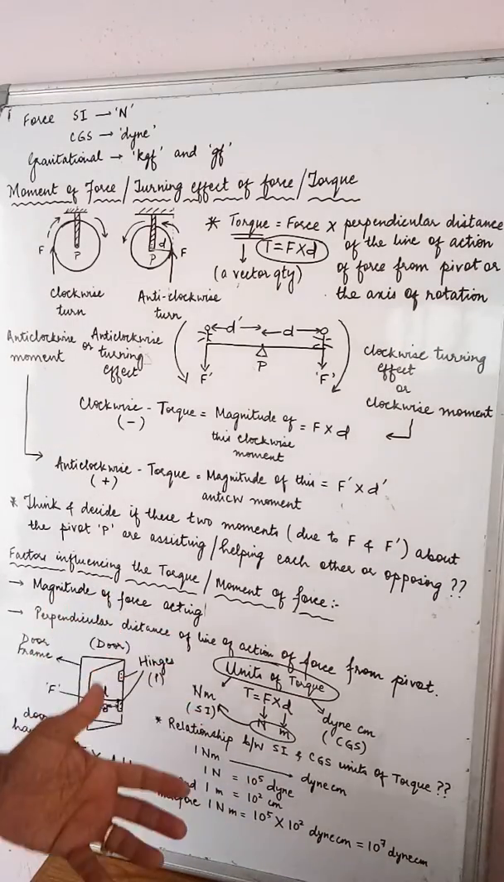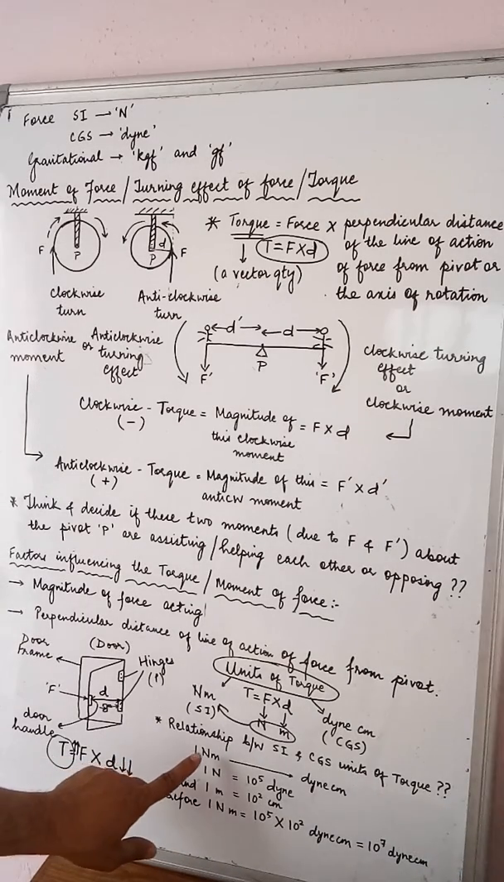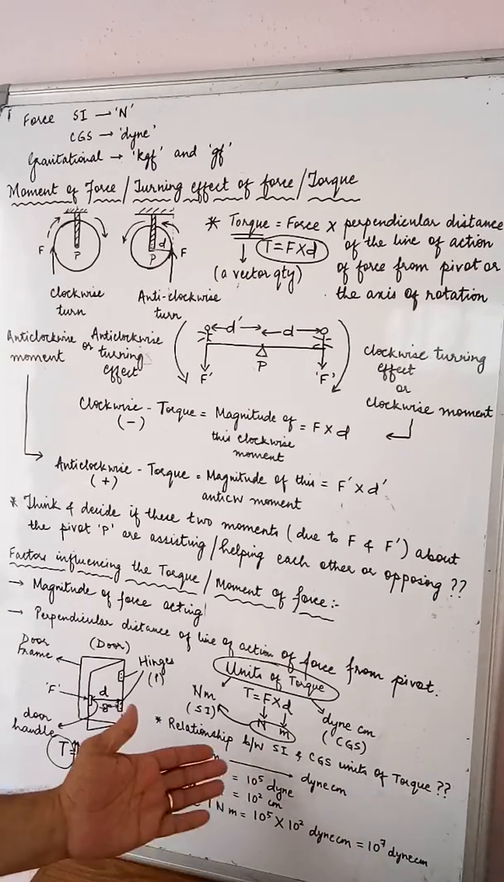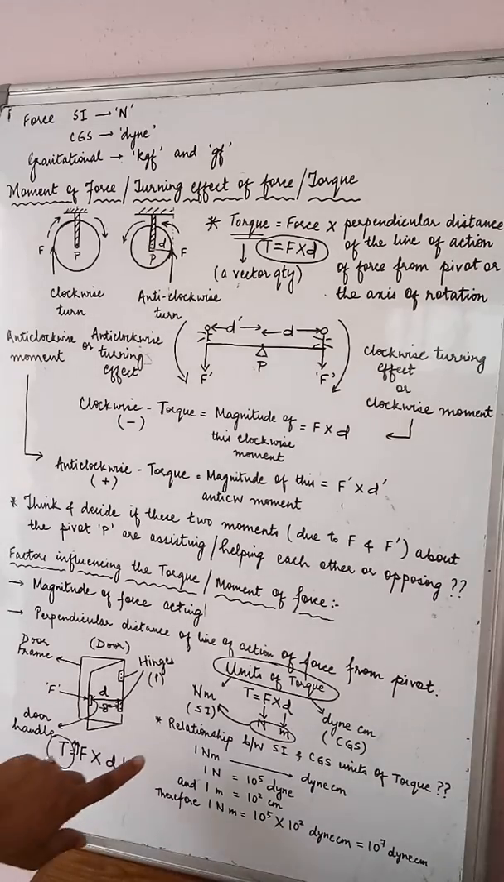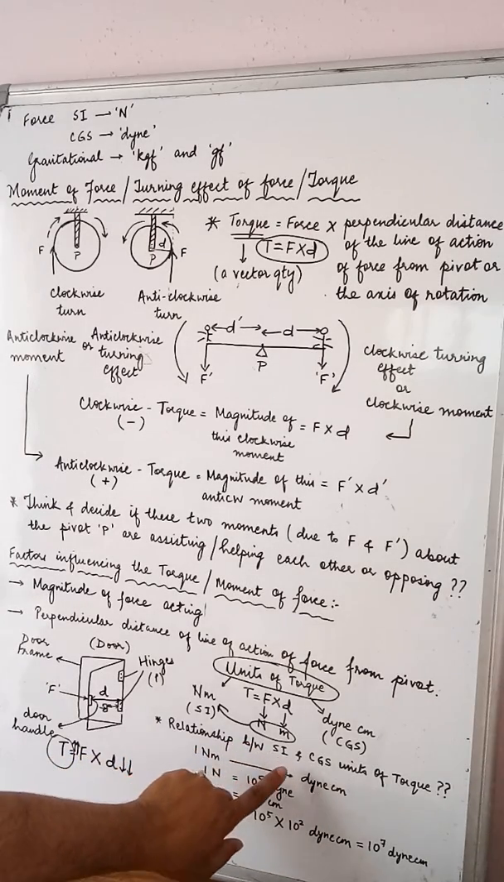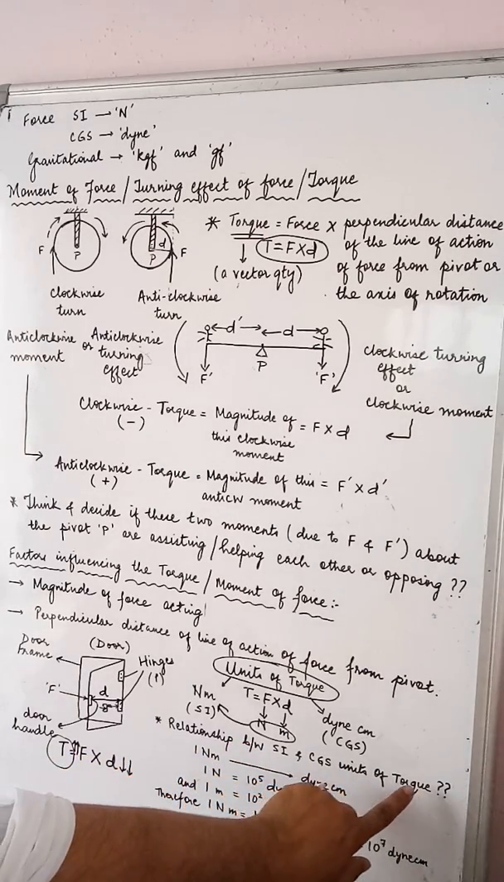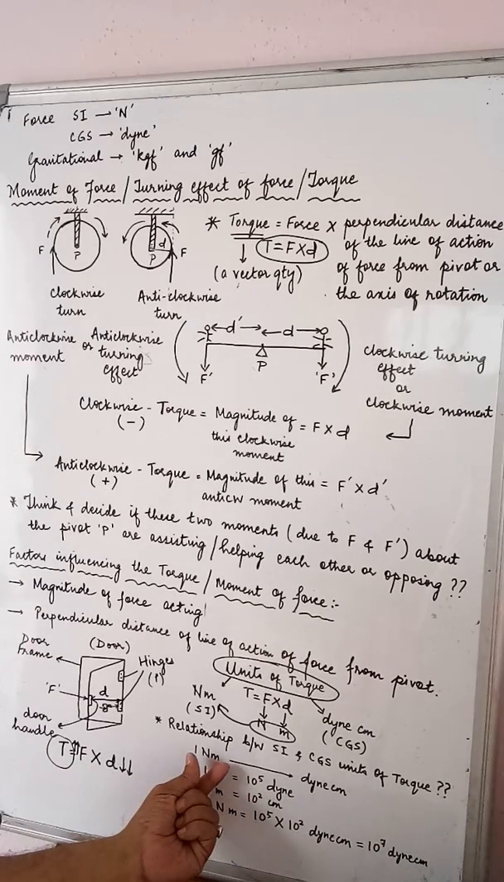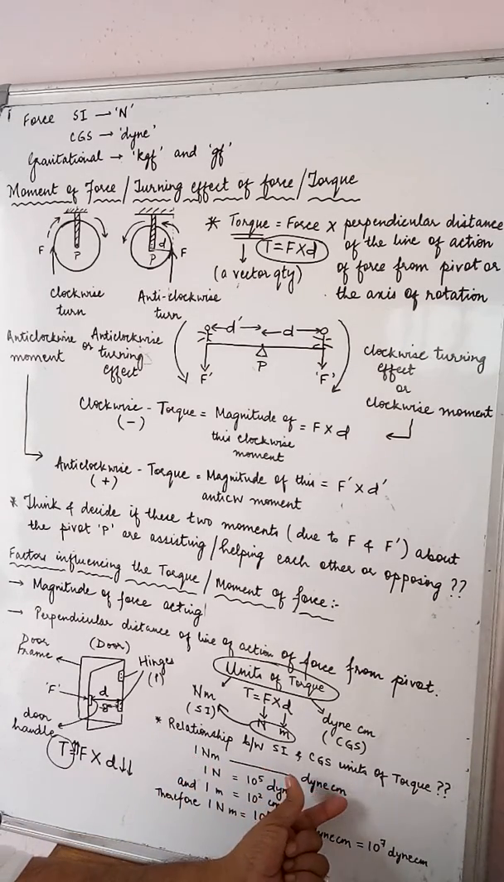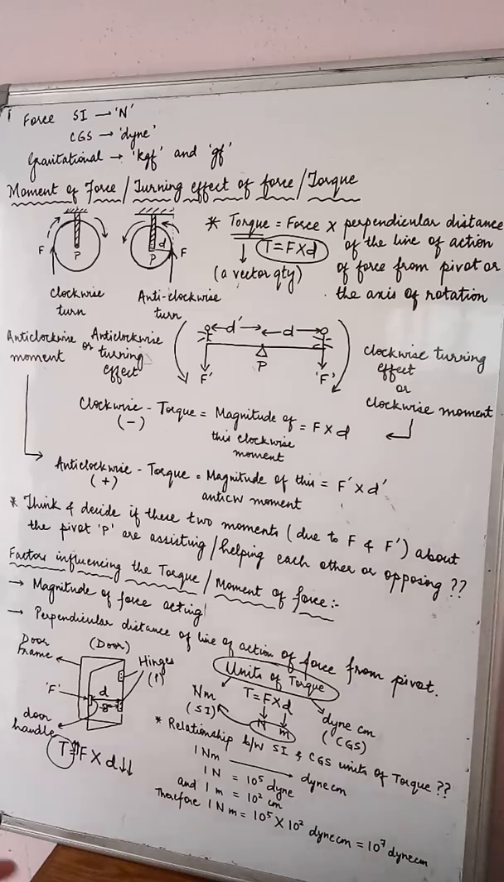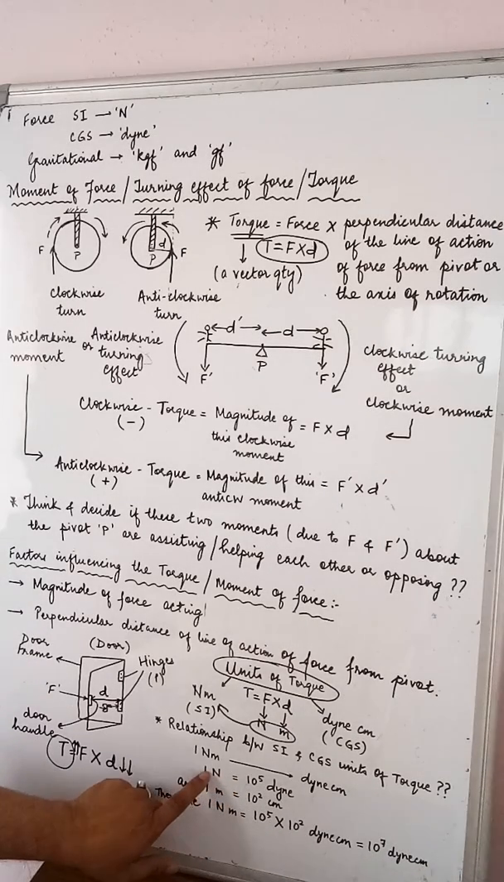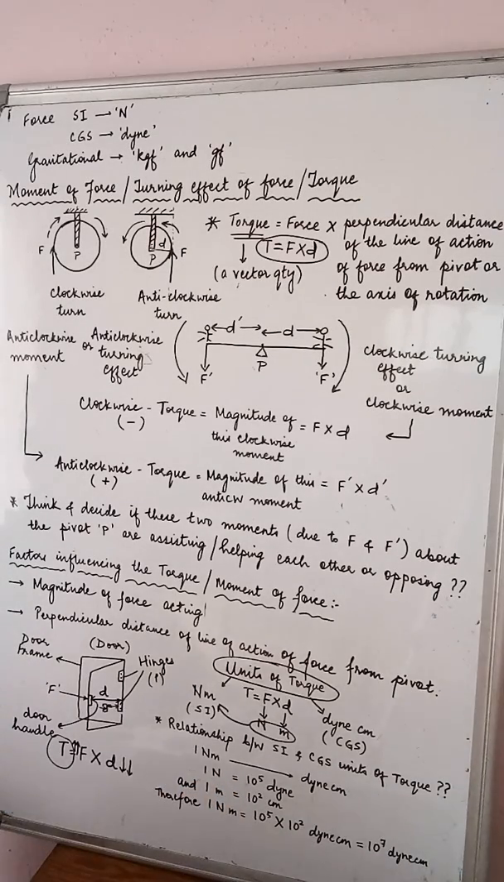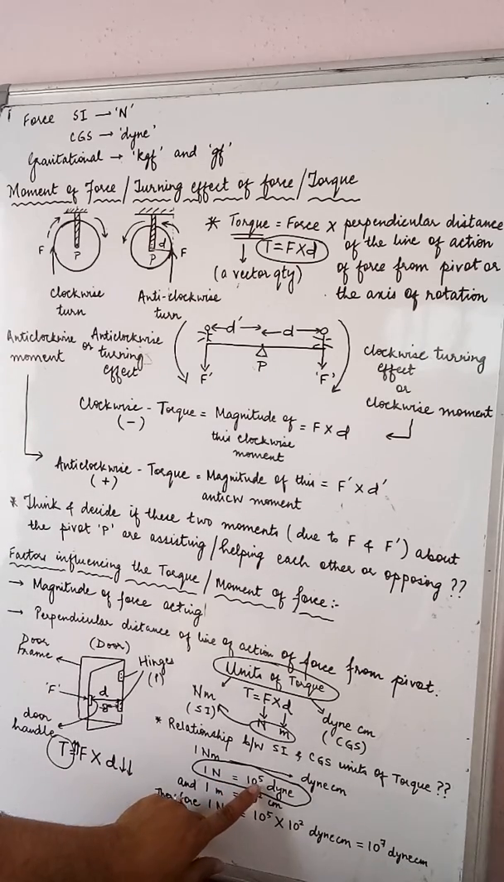Now once again, before we finish up with the session, the relationship between these is a question that has been asked a couple of times: the relationship between SI and CGS units of torque. SI unit of torque is Newton meter, CGS unit is dyne centimeter. So what is the relationship? The relationship is 1 Newton is equal to 10 to the power 5 dyne.